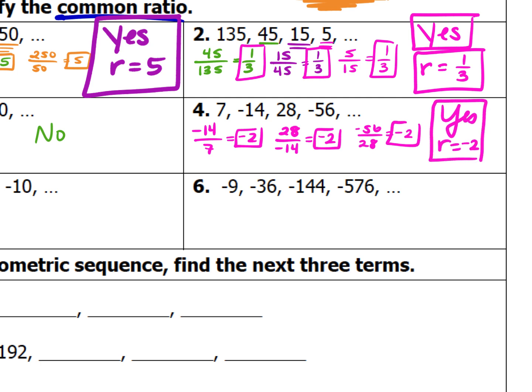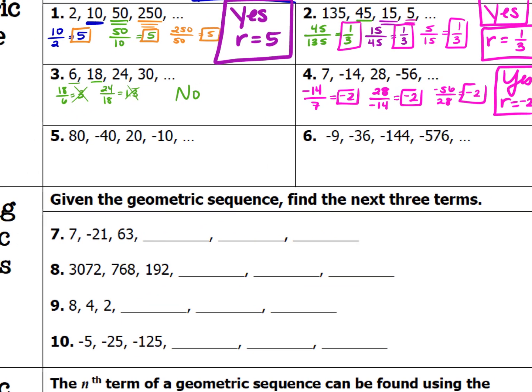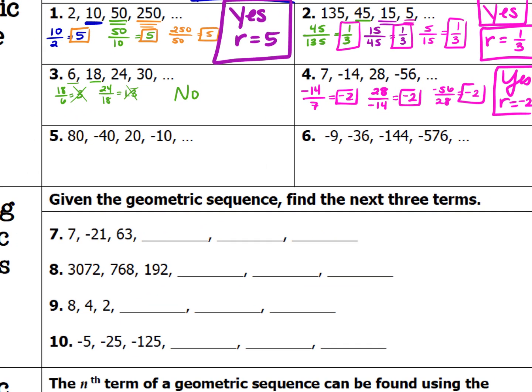Does that make sense? If it's not, do we just put no? Yeah, if it's not, there's no R to find because it's not a common ratio. It doesn't change the same amount each time. So you just say no.